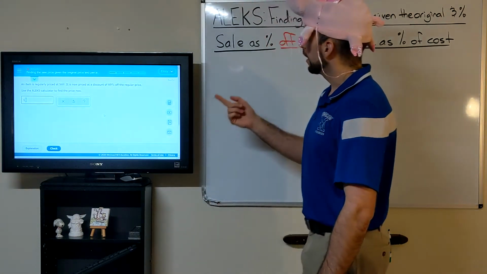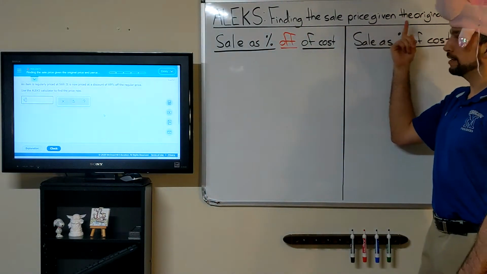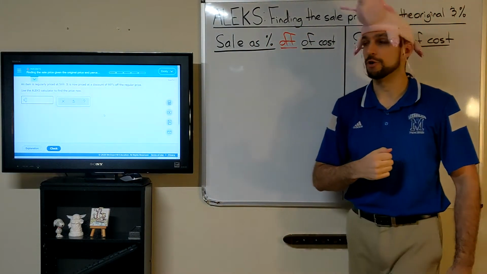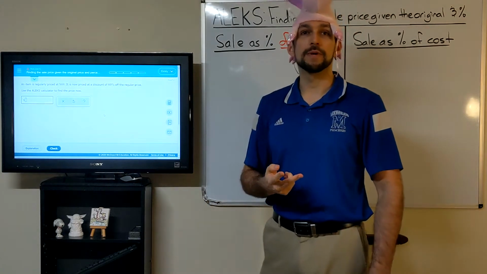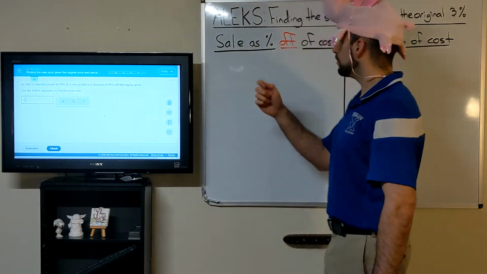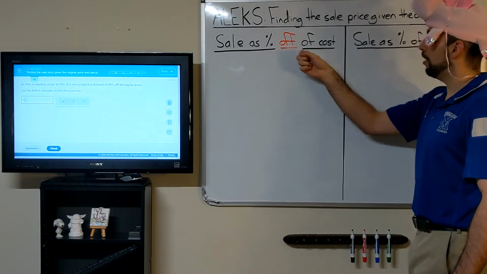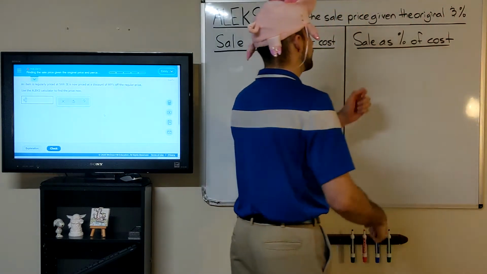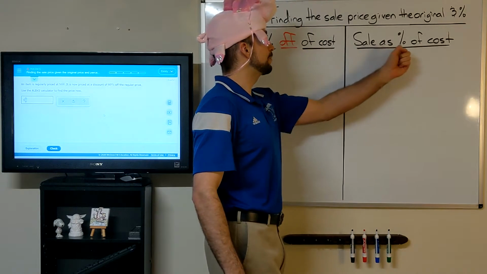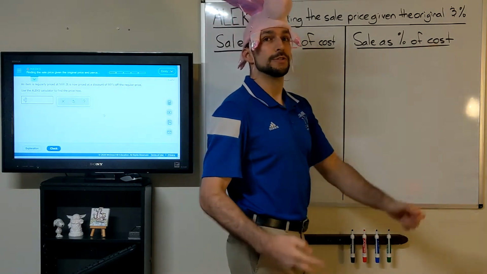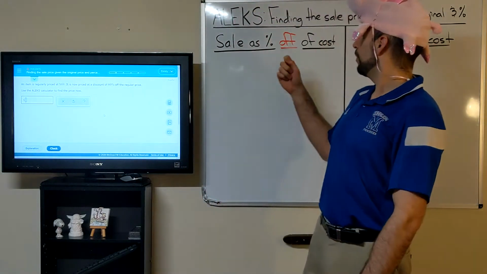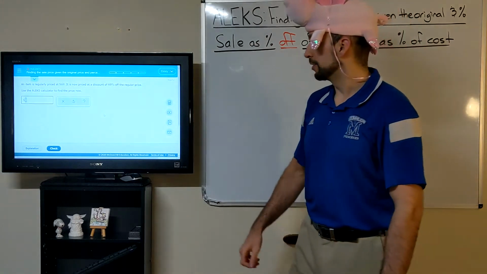So today we're going to be looking at finding the sale price of an item given a percentage off. Now be careful with this topic because there's two types of problems. We're going to have some problems that are a sale price as a percentage off of the cost. We're going to have some problems that are a sale price as a percentage of the cost. It's two very different things with one little "f" in between, so don't let it get to you.